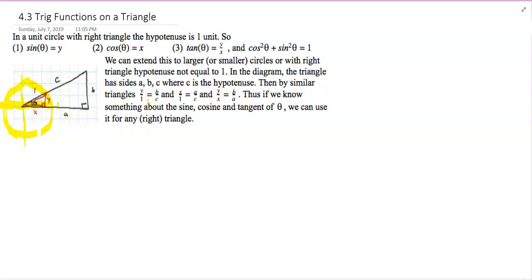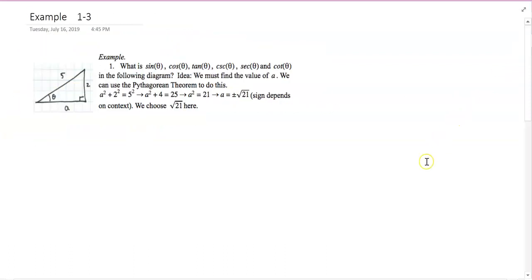Thus we know, if we know something about the sine, the cosine, and tangent of theta, then we can use it for any right triangle. That means we can extend it to any right triangle. So let's look at an example real quick. What is the sine and cosine and tangent, cosecant, secant, and cotangent in the following diagram? The idea here is that we must find the value of a, and we can use the Pythagorean theorem to do this. Let's do it.